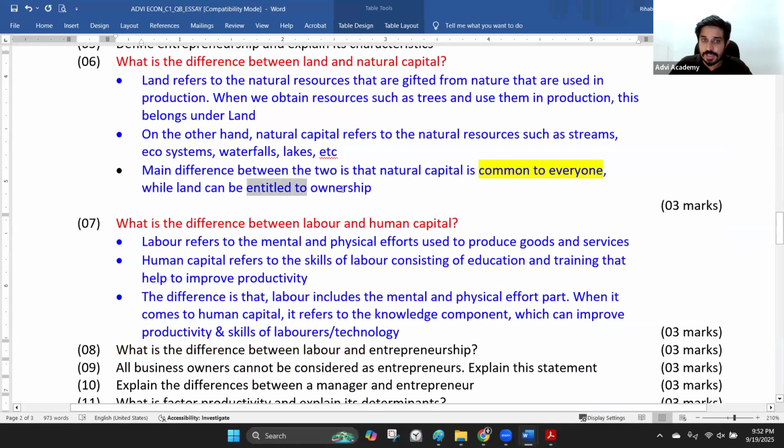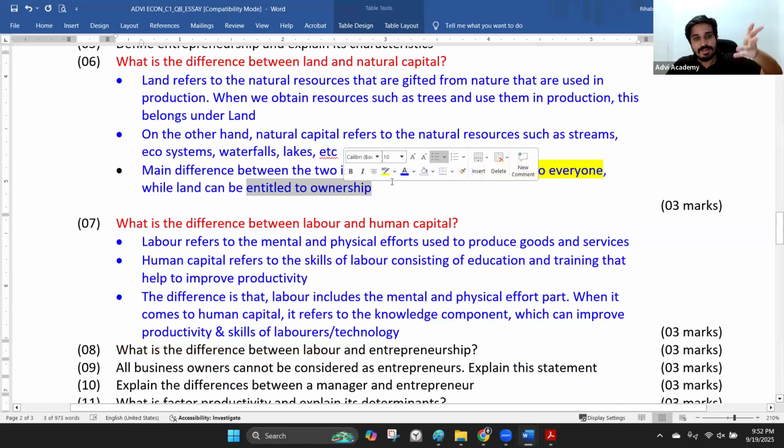They are not entitled to ownership. The government, the country owns it. But certain trees, like if you have trees in your garden, or your paddy field, or, let's say for example, the fish you catch and bring home, those are all yours. The fish you catch and bring, we can't say this belongs to everyone.